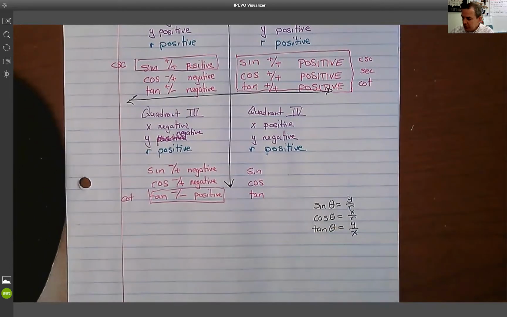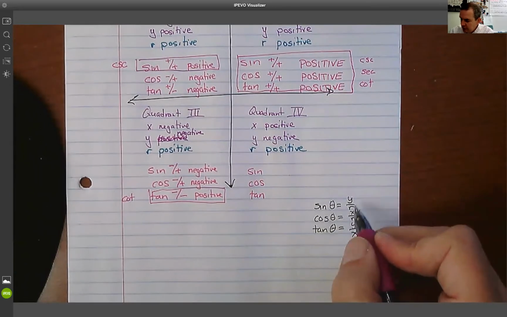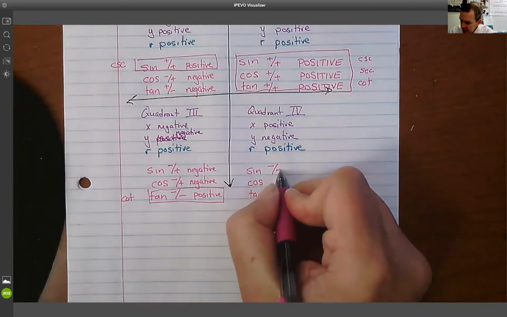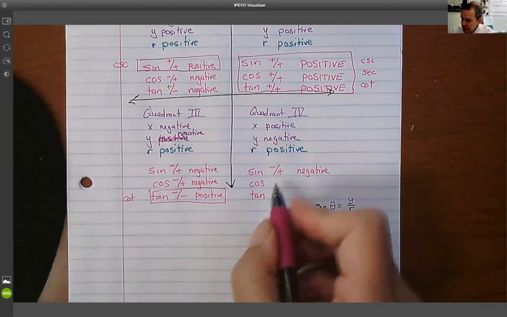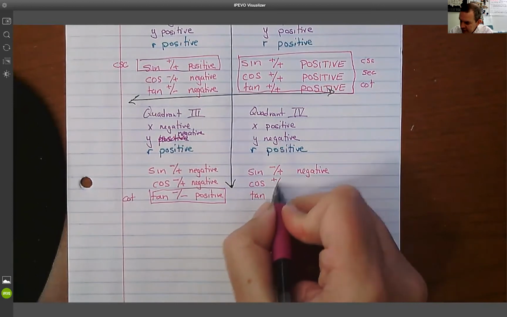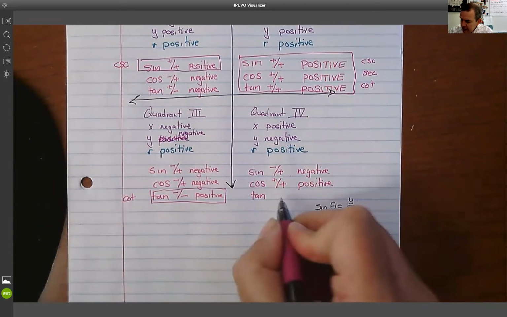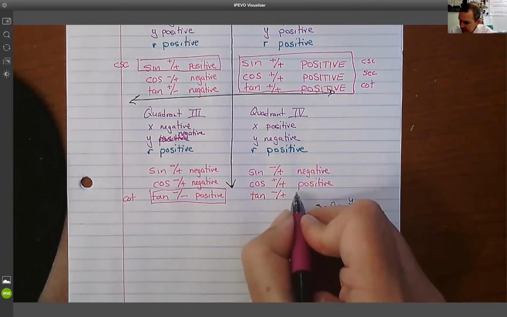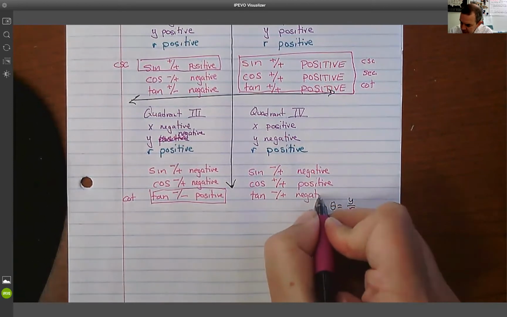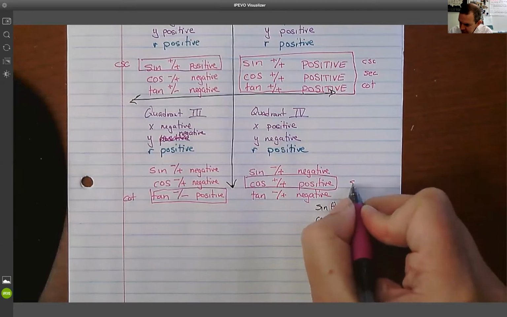And we're going to kind of wrap up the loop. In quadrant 4, sine is y over r. Negative over positive. This gives me a negative value for sine. Cosine is going to give me a positive x over a positive r. That's going to give me a positive cosine. And tangent is going to be y over x. It's a negative over a positive. That's going to be a negative. So in quadrant 4, cosine is positive, and by extension secant.